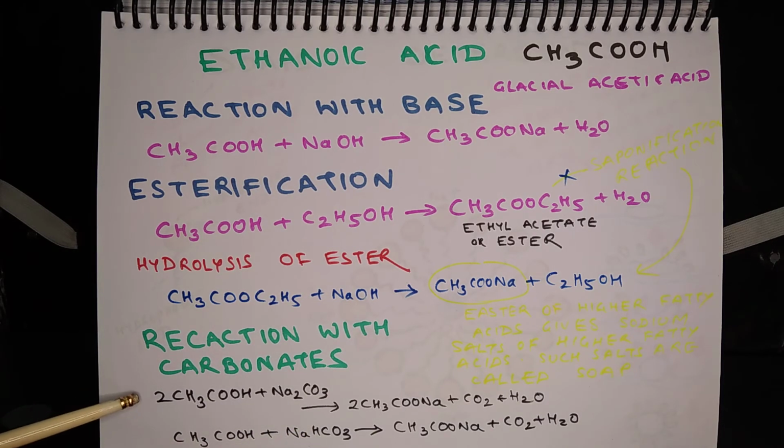The equation with carbonate is 2CH3COOH plus Na2CO3 is equal to 2CH3COONa, that is sodium acetate, plus CO2 plus H2O. In case of bicarbonate, it is CH3COOH plus NaHCO3 is equal to CH3COONa plus CO2 plus H2O.